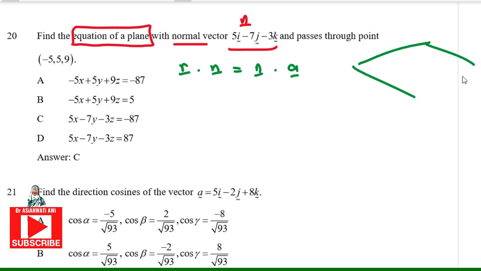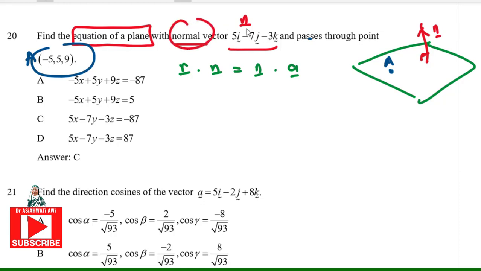Okay, here A lies on the plane. This is considered A, passing through or lying on the plane, and this is N. N is perpendicular to the plane, so it is just the normal, perpendicular to the plane. So this is N, and then we substitute.